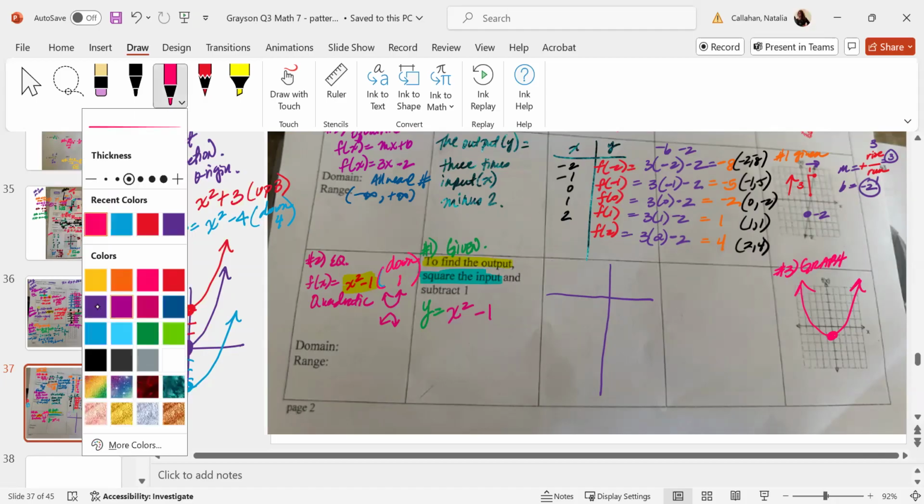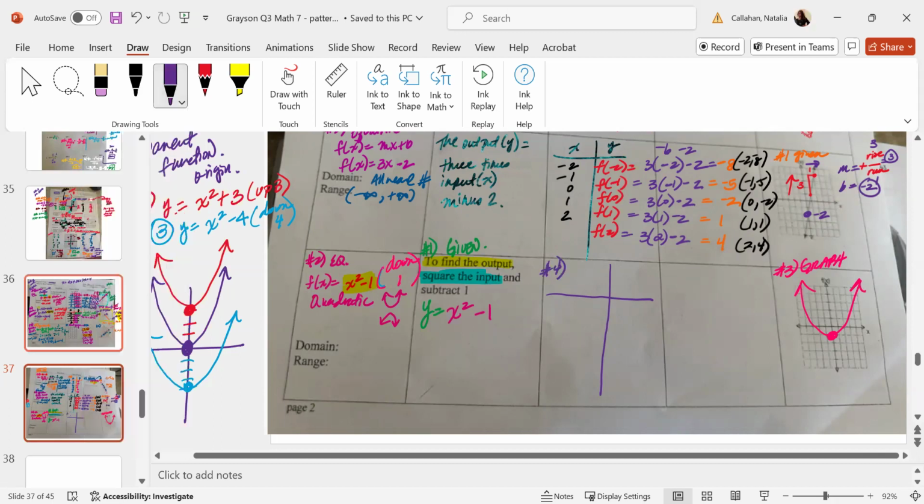Probably do a chart because we don't have any points, right? This graph is not going to tell me the points because it's not accurate. I'm going to do the chart. X, Y.